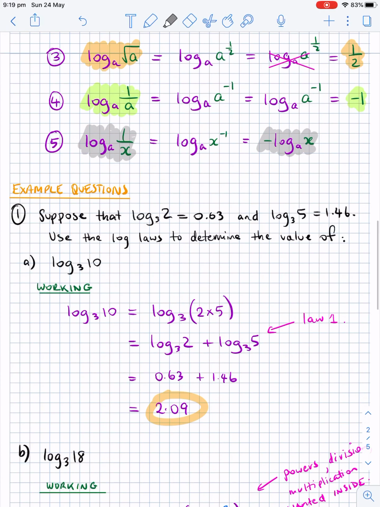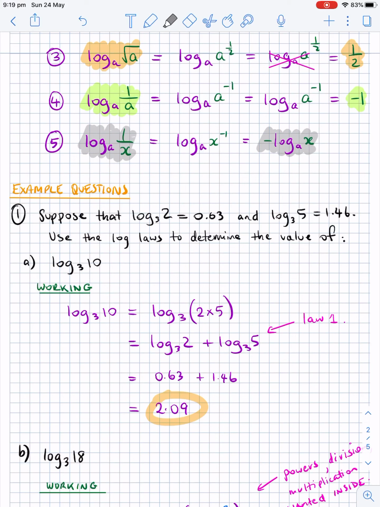Okay, so some example questions. Suppose that log base 3 of 2 is equal to 0.63 and log base 3 of 5 is equal to 1.46. Note your calculator can't deal with these, so you have to rely on this information being correct. Use the log laws to determine the value of this expression right here, which we haven't given you.